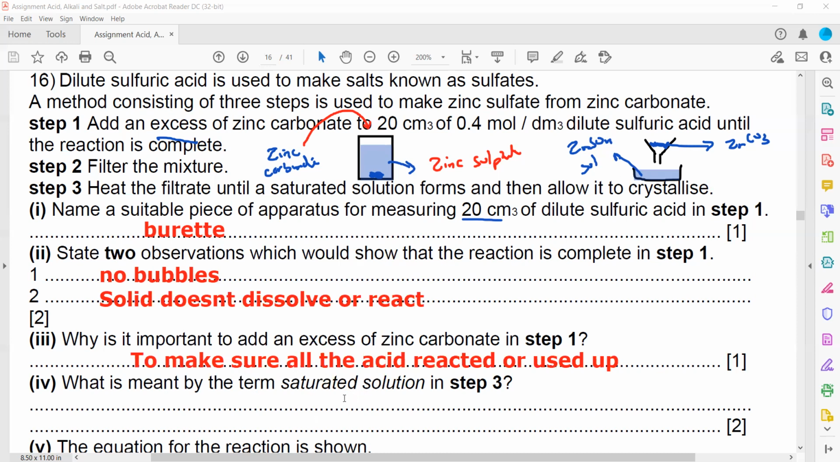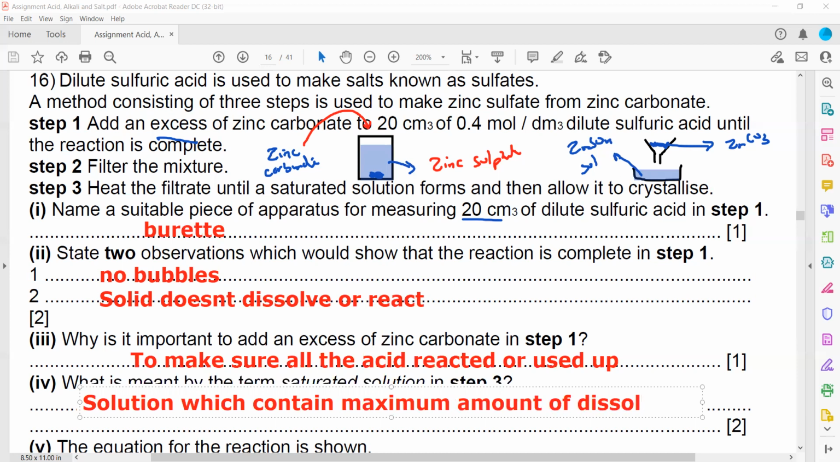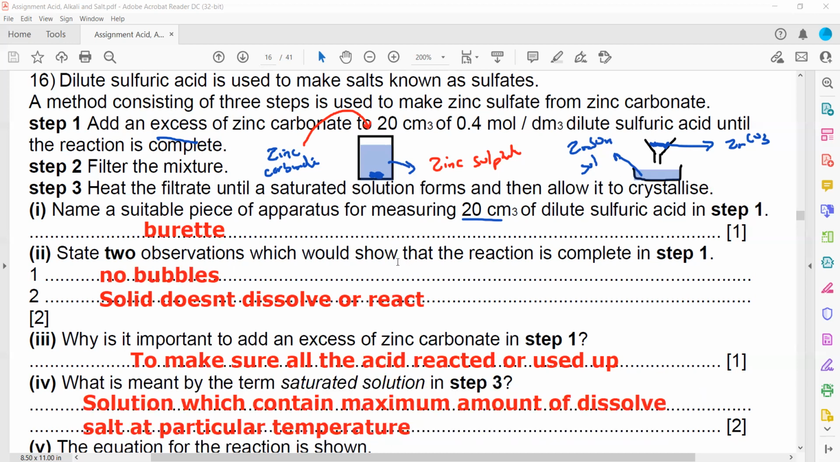What is meant by the term saturated solution? What is the definition of a saturated solution? It means a solution which contains the maximum amount of dissolved salt at a particular temperature. So a solution which contains the maximum amount of dissolved salt at a particular temperature is known as a saturated solution. Is it clear till this point? Anyone having a doubt?